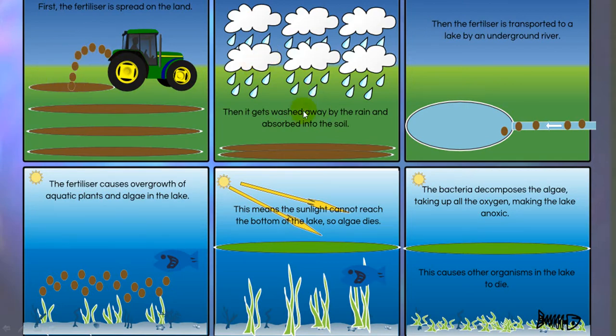It gets washed down through the soil and then transported from a lake or even underground sometimes down into the ocean. It causes an overgrowth of these aquatic plants and algae. The sunlight, therefore, cannot reach the bottom of the lake, so this algae will die, and the bacteria decomposes the algae, taking up all the oxygen, making the lake anoxic, causing organisms to die. Okay, so that's why we need to be careful.